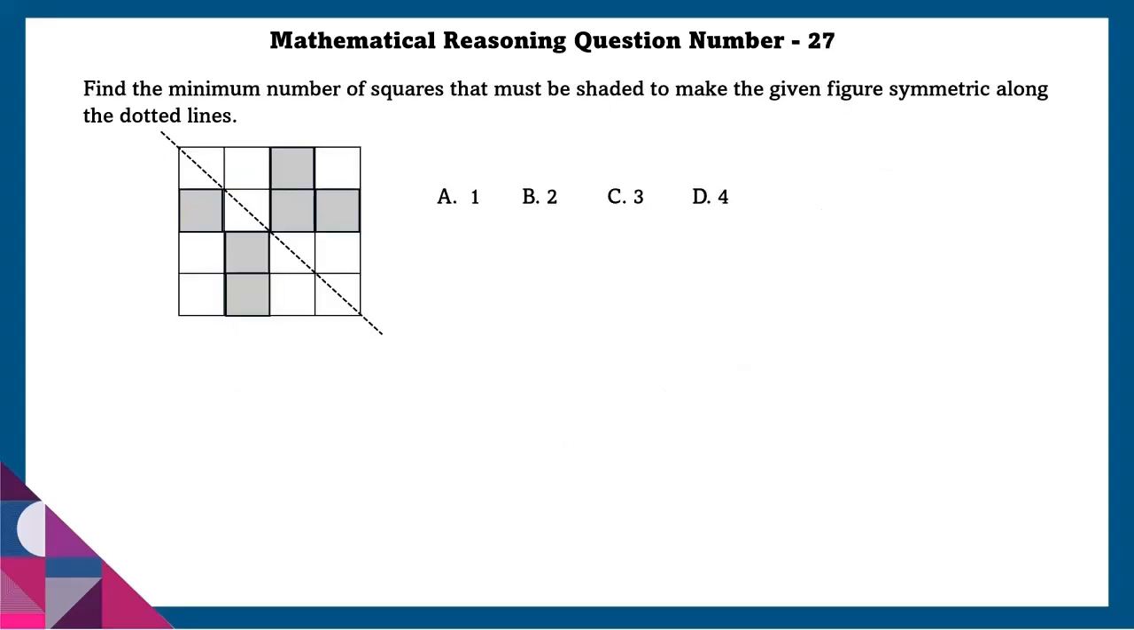Mathematical reasoning question number 27. Find the minimum number of squares that must be shaded to make the given figure symmetrical along the dotted lines. As we can see here, this box is shaded, but to the opposite there's nothing shaded. So if we do not shade this, it will not be symmetrical. So we should shade this.